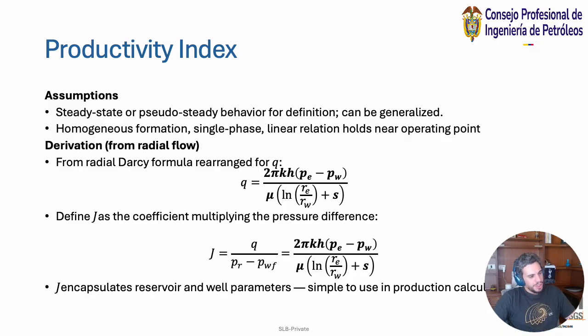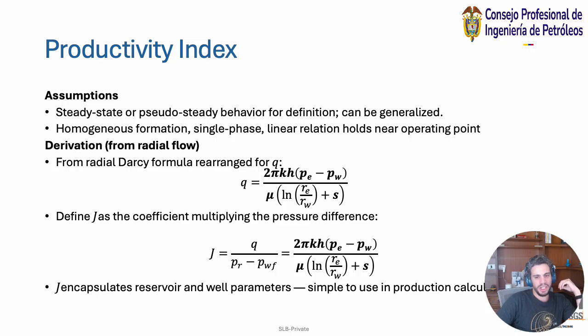In this simplistic form of the equation, we are assuming steady state or pseudo steady state behavior, just for generalization and to make the equation simpler. We're again assuming a homogeneous formation, which is generally not the case. And we're assuming it's single phase, which is also generally not the case in the real world. But like I said, we are trying to simplify things, right? So the linear relation holds near the operating point. This allows us to simplify the math rather drastically, right?